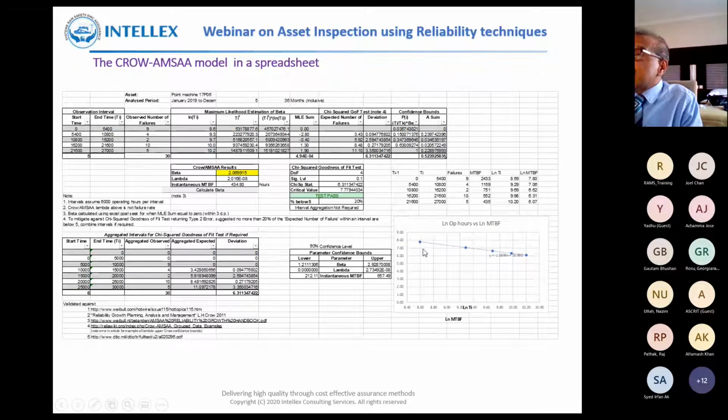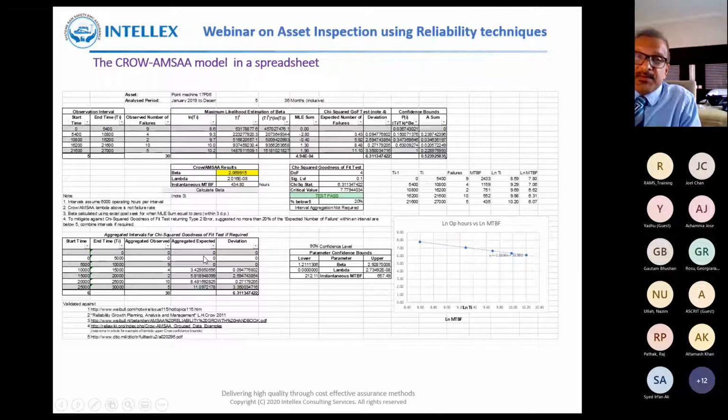Then when you plot the logarithm of the operating hours to MTBF, it will be a straight line, and you can see that it is dropping down. That means that the reliability is deteriorating. And there are other usual statistical stuff, 90% confidence interval for the lower and upper. You can calculate using these chi-square values.